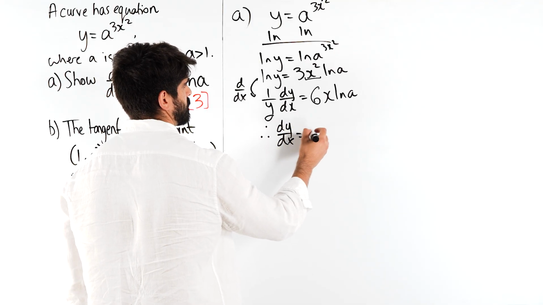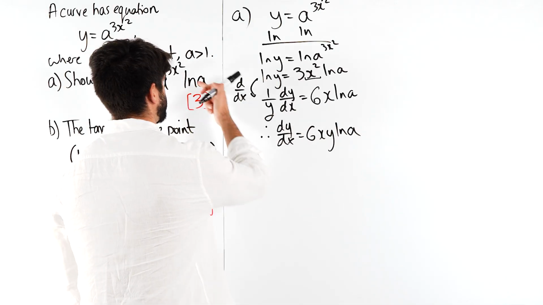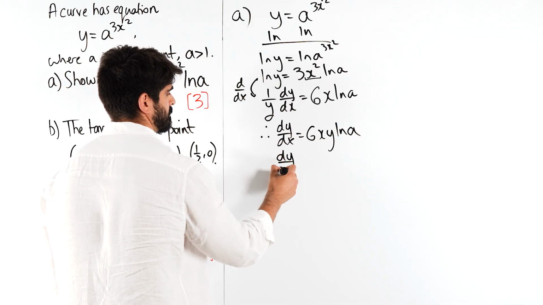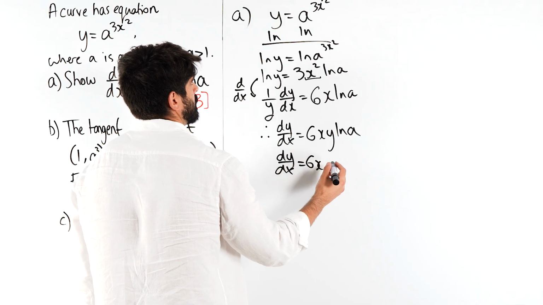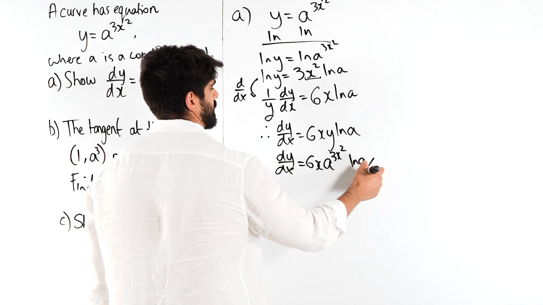Let's just be very clear when doing an exam. I multiply by y and I just put it in the same place as the answer wanted it. So we get a to the power of 3x squared ln a, and that's proved.